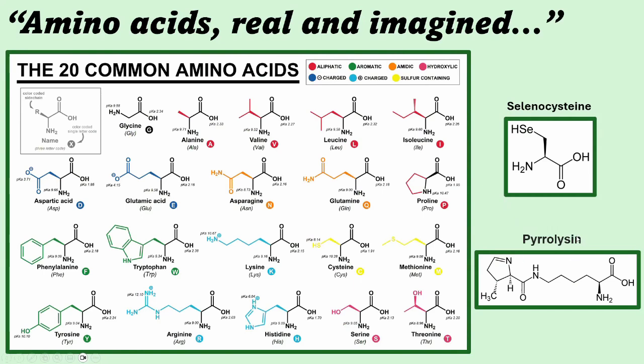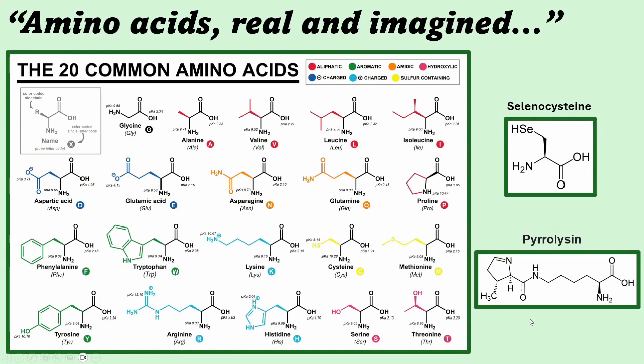Similarly, there's pyrrolysine, which is analogous to lysine, but has a different side chain. So lysine has a little bit simpler side chain. Pyrrolysine has a more complicated one. And those are found in methanogenic archaea and bacteria.